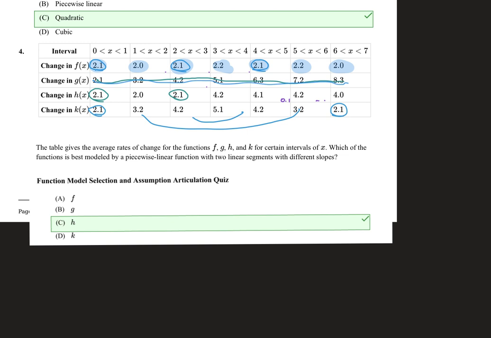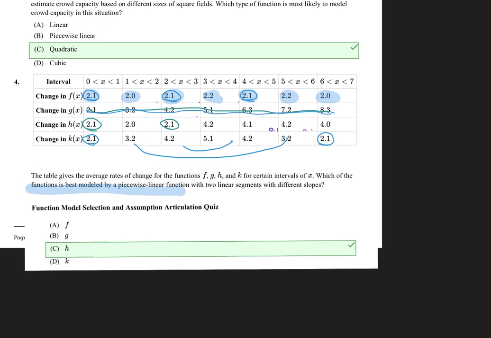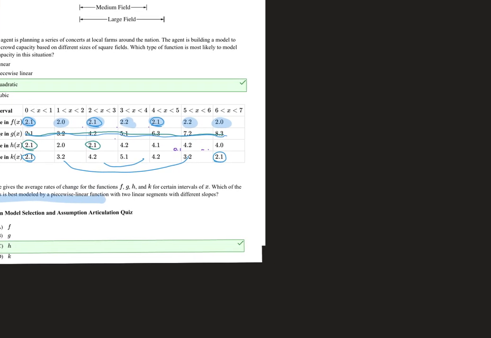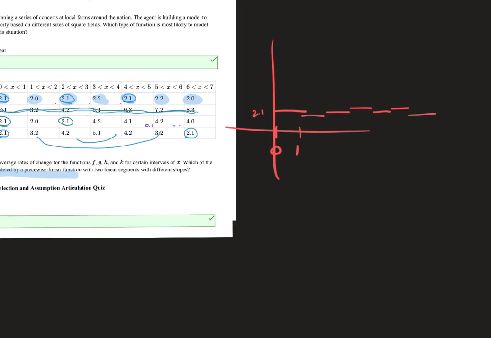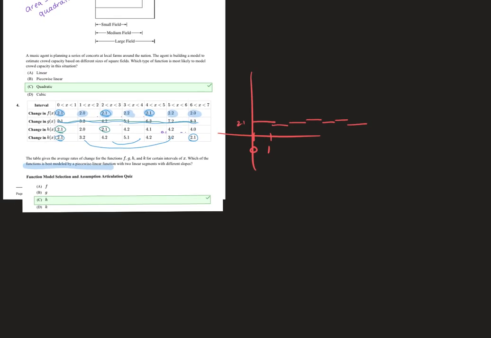So this is where it gets a little bit weird because when you're talking about piecewise functions, typically we say it's just one value. But you're talking about the best modeled piecewise linear function. So if I actually plotted these ranges from 0 to 1, the first one is 2.1. It would be something like this. Then it goes to 2, then 2.1, then 2.2, then 2.1, then 2.2, and then 2.0. So it almost says something like that for the first thing.